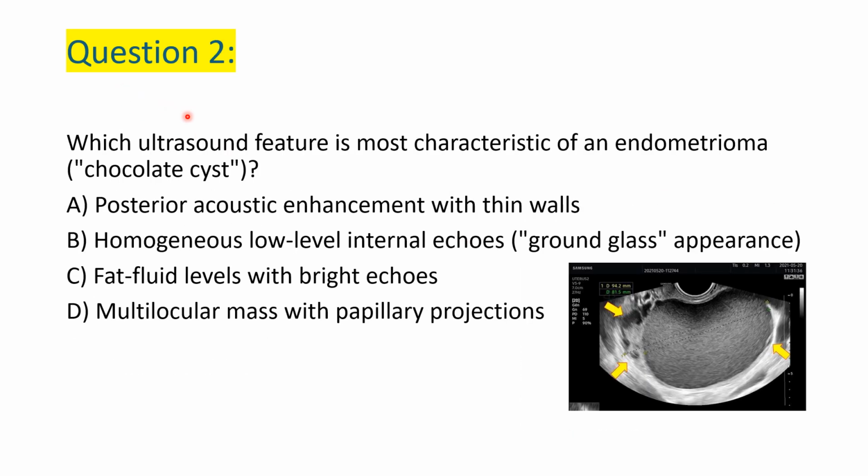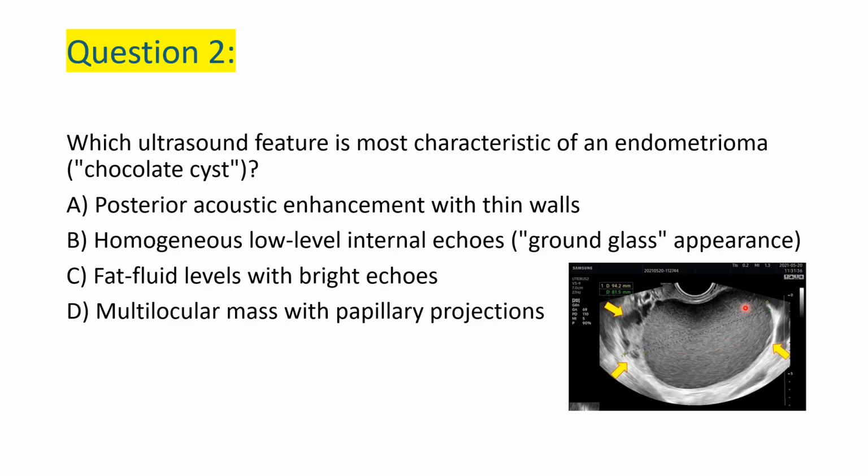Question number 2. Which ultrasound feature is most characteristic of an endometrioma, the chocolate cyst? A. Posterior acoustic enhancement with thin walls. B. Homogeneous low-level internal echoes, the ground glass appearance. C. Fat fluid levels with the bright echoes. D. Multilocular mass with the papillary projections. So this is a typical characteristic of an endometrioma, which is a chocolate cyst.